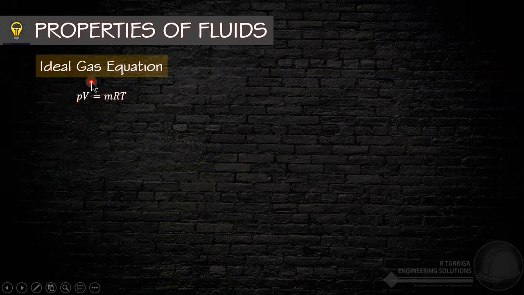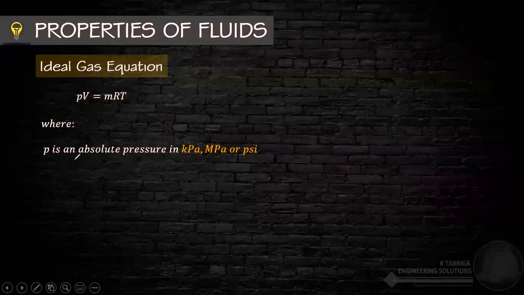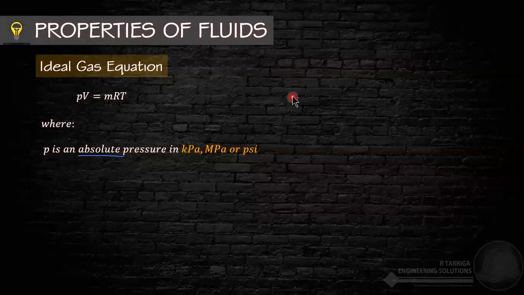So what are P, V, M, R, and T? P is the absolute pressure, from the word absolute. Let me underline that. It should be absolute, because there is gauge pressure and there is atmospheric pressure, and there's a difference. The unit of pressure, of course, is kilopascal, megapascal, or PSI, which stands for pound per square inch.